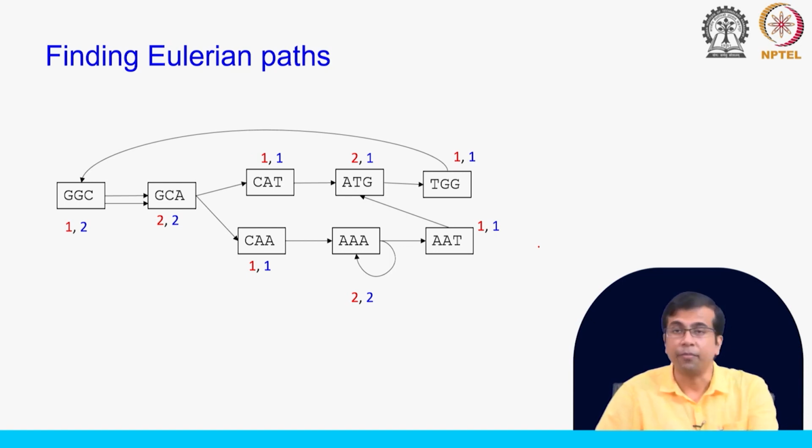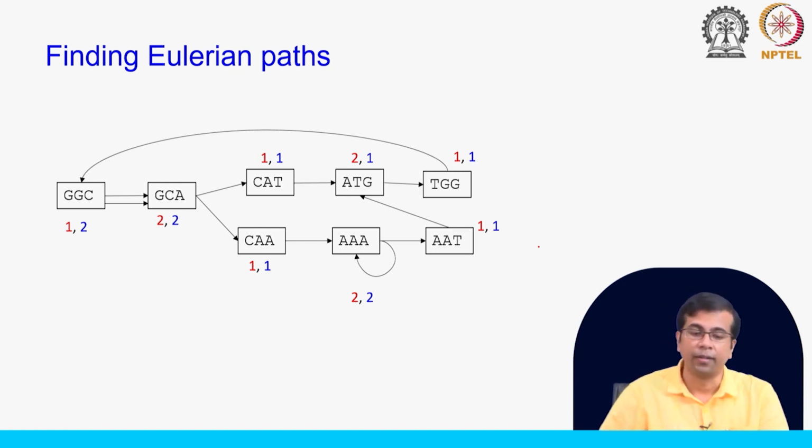What I am showing is the directed multigraph with the nodes. These nodes are k minus 1 mers, and the connections are the edges, showing the overlaps, and they actually signify the k-mers. So, as we traverse through an edge, we get a k-mer.